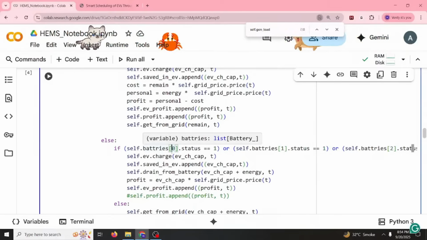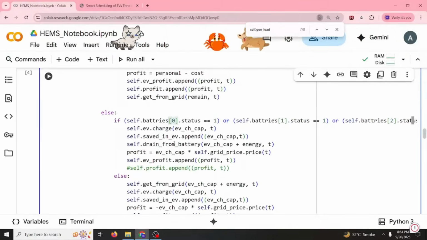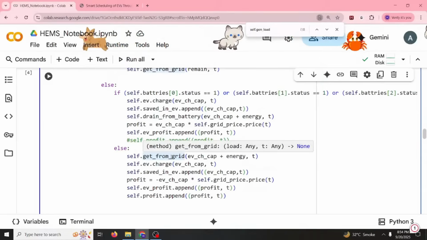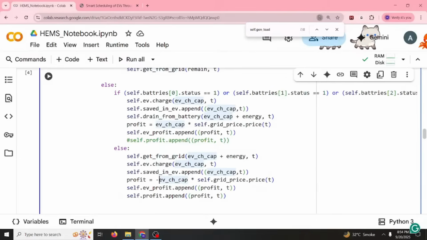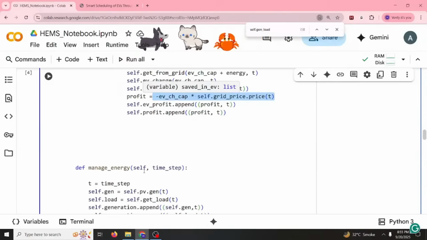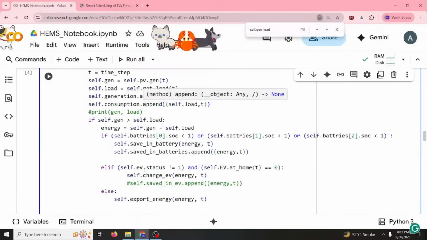On the other hand, if we have some amount available in the batteries, we can drain it from the battery, and we can also get from the grid if we have to charge the EV, because the EV is our first priority here. Whenever the EV is at home, it is our first priority to charge. So we just make this profit negative so that we can consider it as a cost rather than a pure profit.